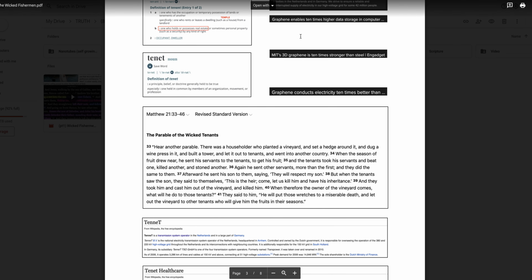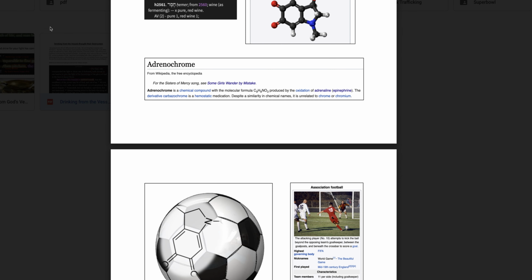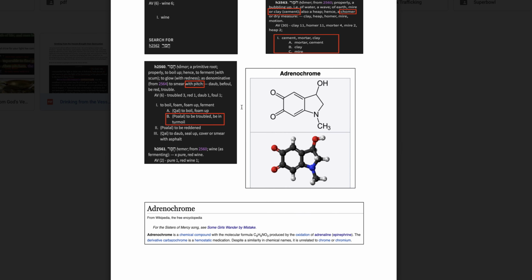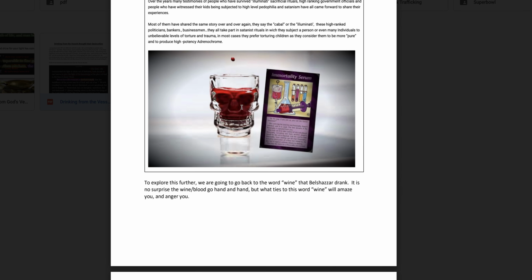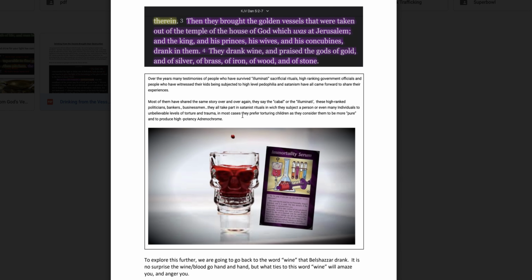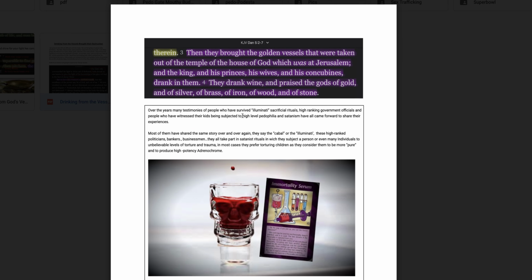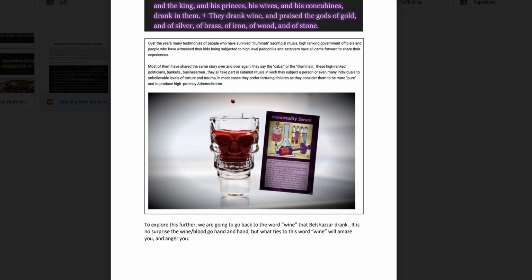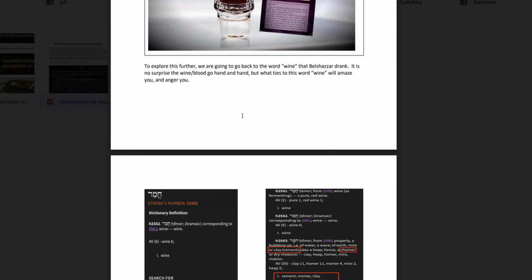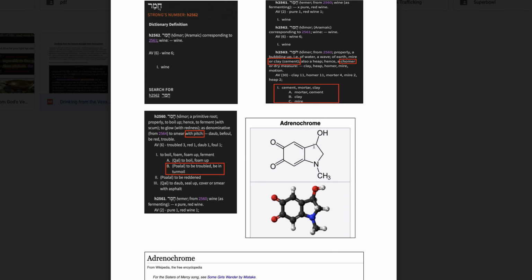Okay, let's continue on here. I'm going to close this one out and we're going to go back. So we go back to carbon and our structure makeup. And this brings us to this study here called Drinking from the Lord's Breast Vessels Brought Judgment. And this gets into adrenochrome, carbon nanotubes, carbon. We're made of carbon.